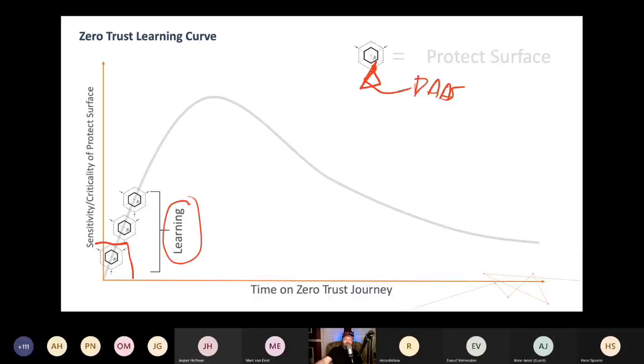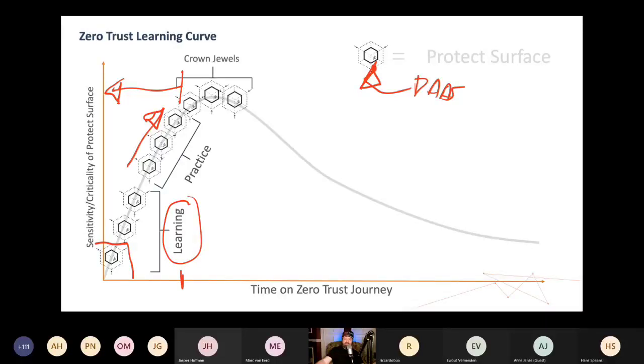Once you've done that, then you will focus on practice protect surfaces. They have a little bit more sensitivity, but still not mission critical. So you get to zero trust the same way you get to Carnegie Hall: practice, practice, practice. Once you understand this and you have confidence in your ability to deploy these, and this happens early on in your zero trust journey, then you're going to focus on your keys to the kingdom, your high value assets, whatever those things are.